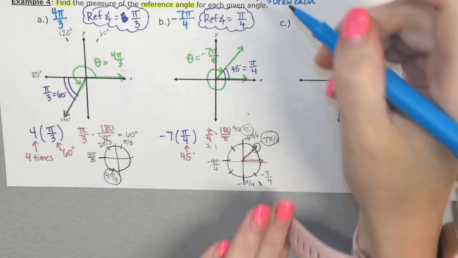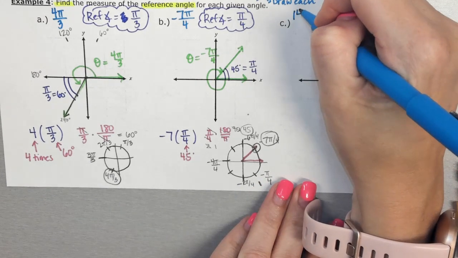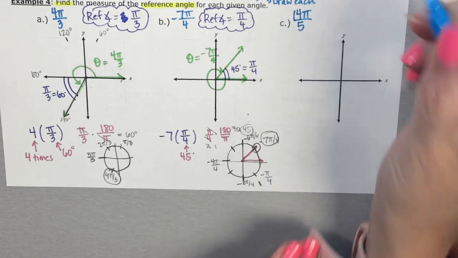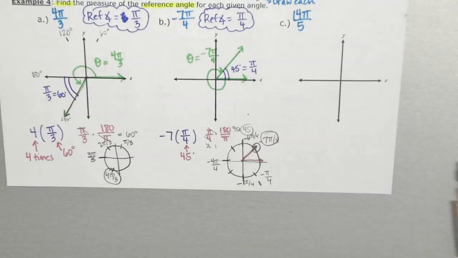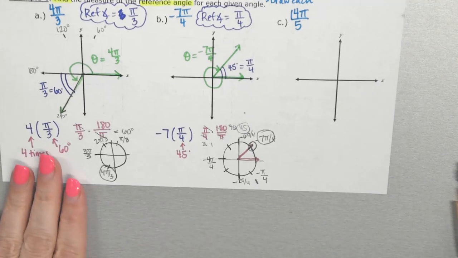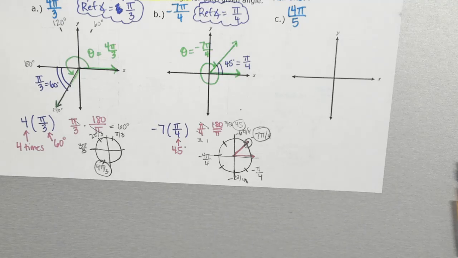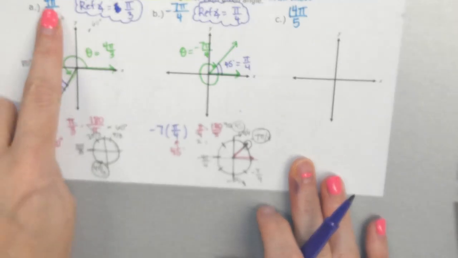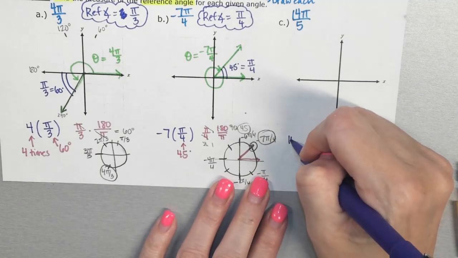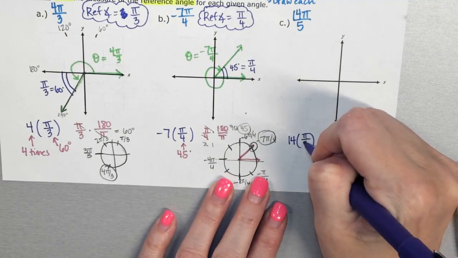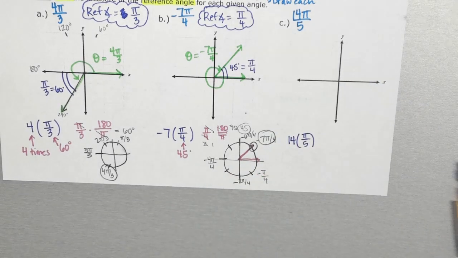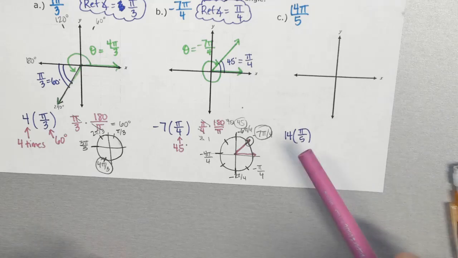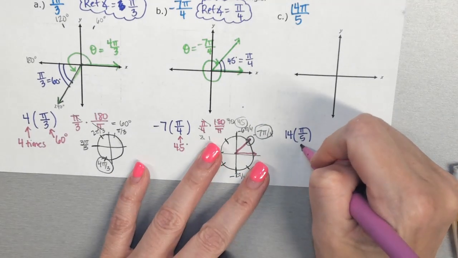All right, and then for part C, we're going to do 14 pi over 5. So if I'm starting out the same way I started the other ones, for every single one, I just took the numerator and multiplied that by pi over the denominator. So now I'm going to have to find out what pi over 5 is in degrees.